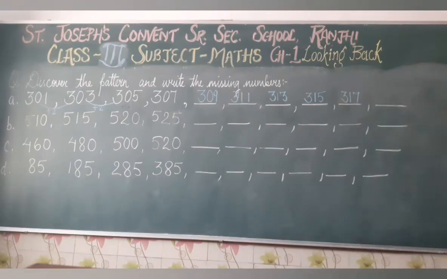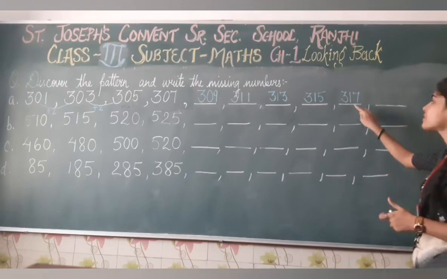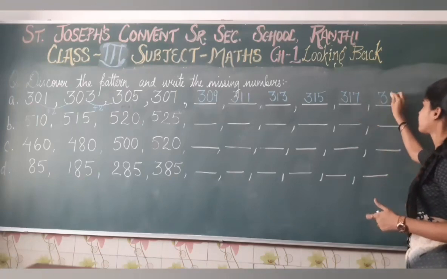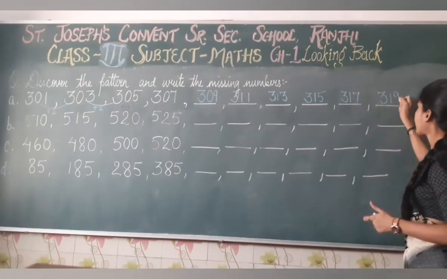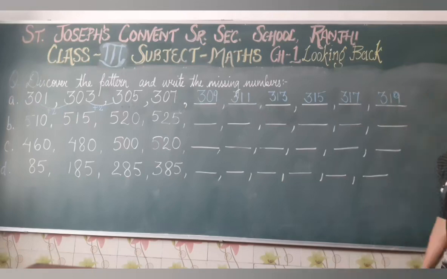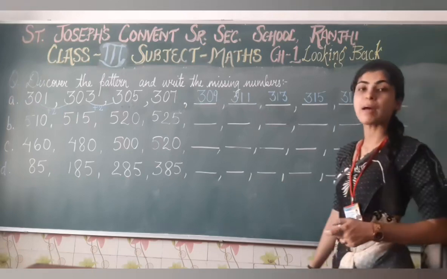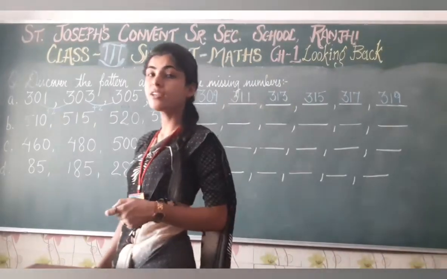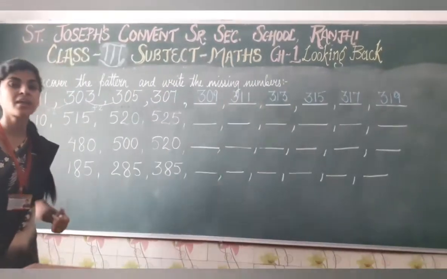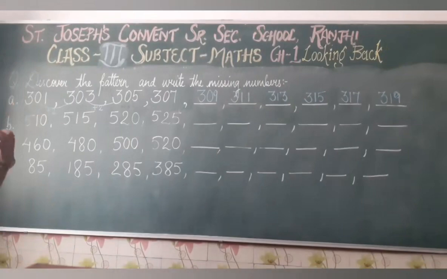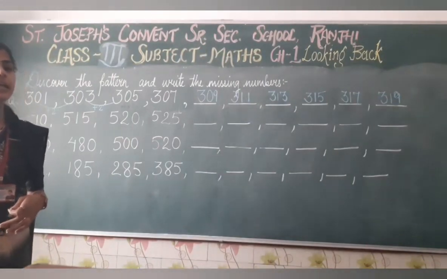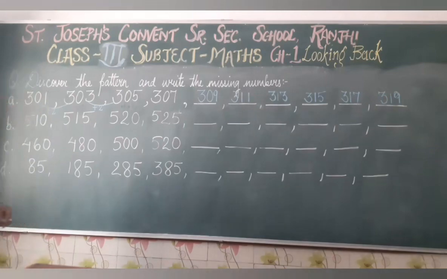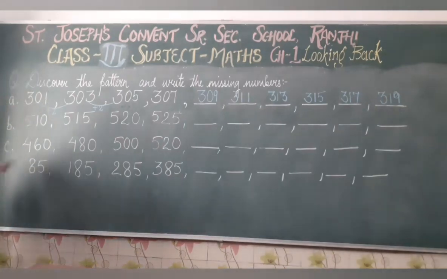317. After 317 what will be the next number in the blank? 318, 319. So after 317, giving a gap or the difference of 2 numbers, I got 319. So here my first pattern is completed. Have you understood how I have formed this pattern? Addition of 2 to the previous number will give the next number. Clear? Then let us move to the second problem. It is 5.